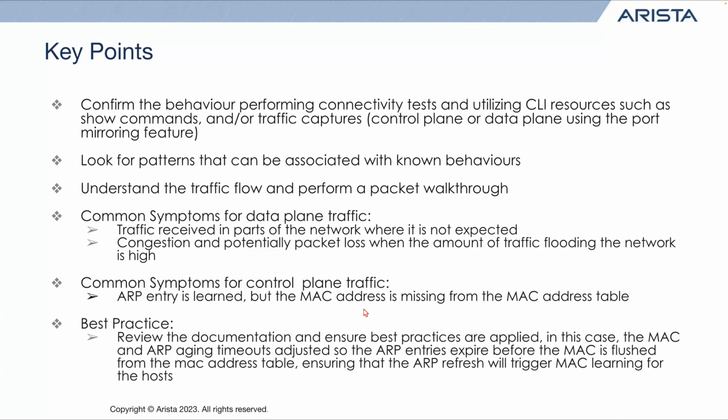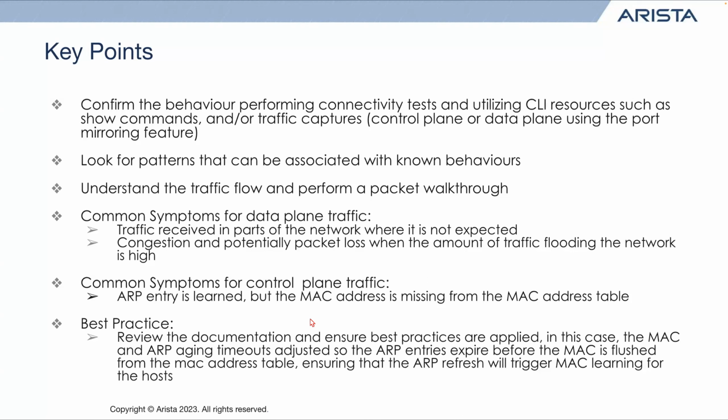And in terms of common symptoms from the data plane, exactly what we saw, flooded traffic in different parts of the network where ideally they shouldn't be. And we can also see, especially in production networks, situations where there is congestion and potentially packet loss, depending on the amount of traffic that is being flooded. And from the control plane is even more obvious, I would say, just the fact that you have the ARP entry, but the MAC address entry is missing, then it's a pretty clear indication that you might have this situation ongoing.